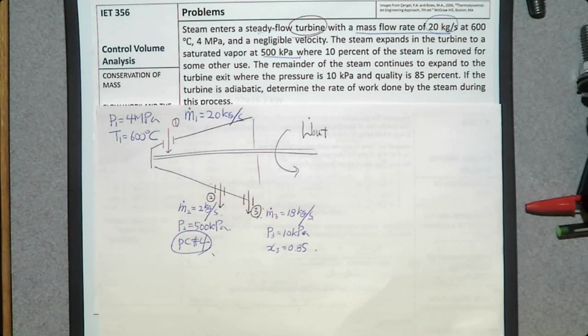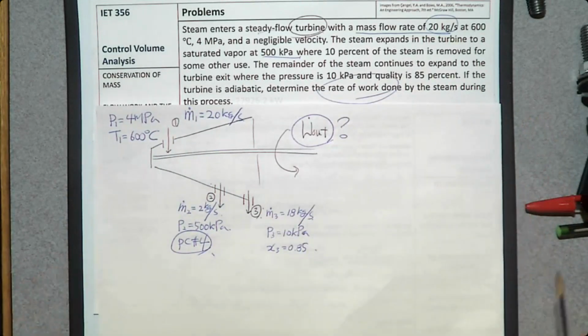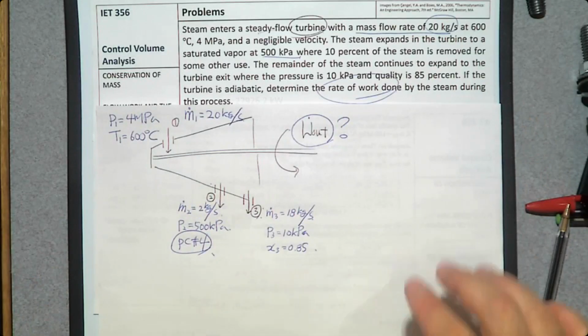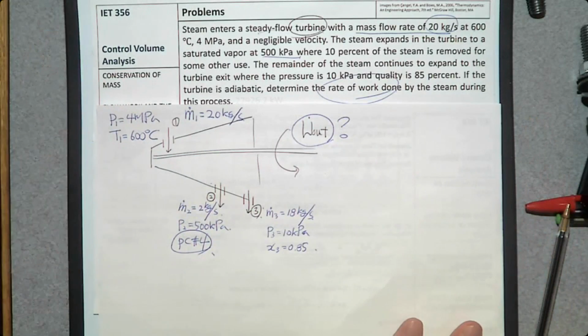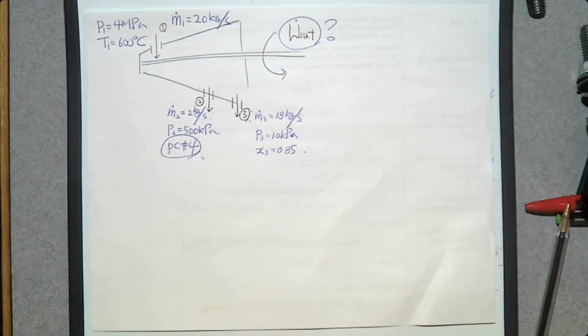Now, we want to determine W dot out, the rate of work done. Okay, we can do that. So what do we do first? We understand the physics now. We have 1 inlet, 2 exits. Now we need to talk about mathematics. What is the mathematics in this thermodynamics? Energy balance equation.